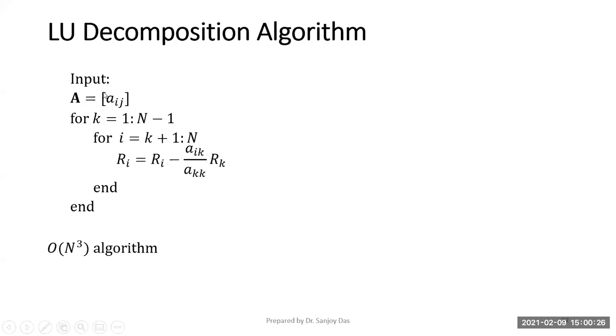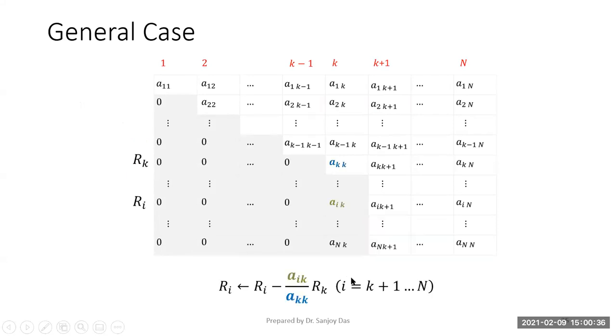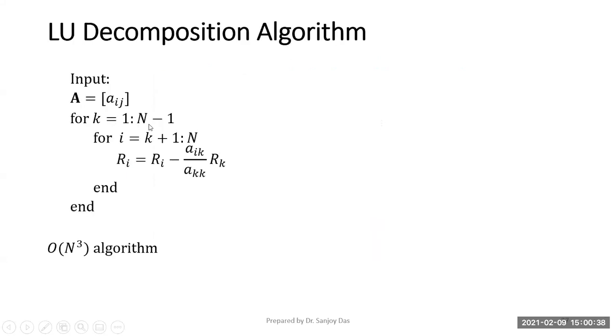So input is A. How many steps do I need? 1 through N minus 1, right? This is the last step, N minus 1. So 1 through N minus 1. Then what I do is, for each row I equals K plus 1 through N, I'm doing this: R_I is equal to R_I minus A_IK over A_KK times R_K.